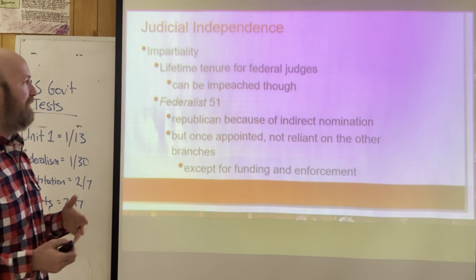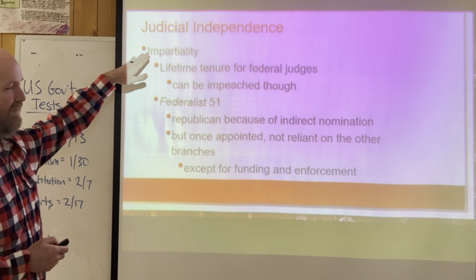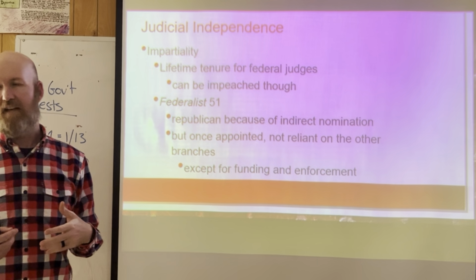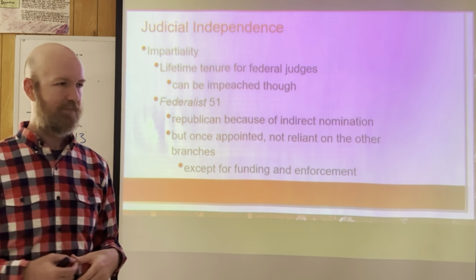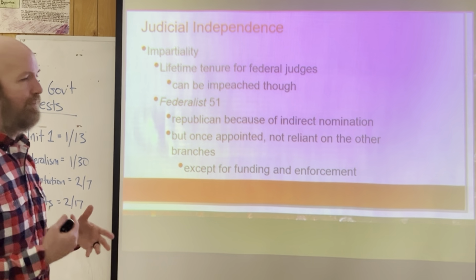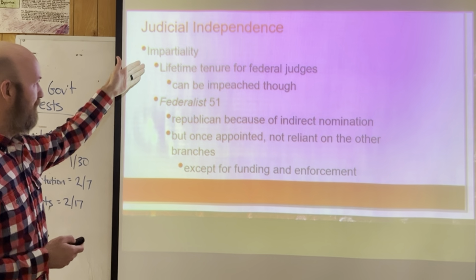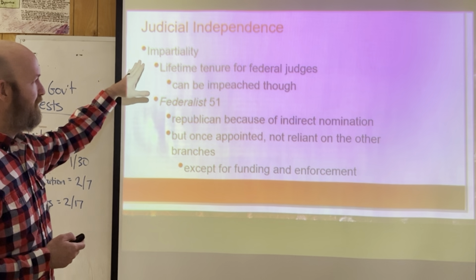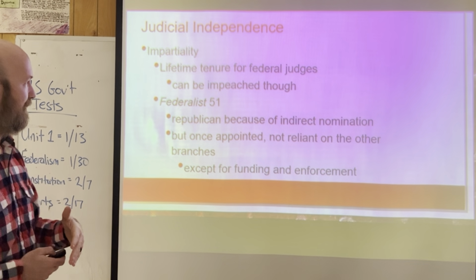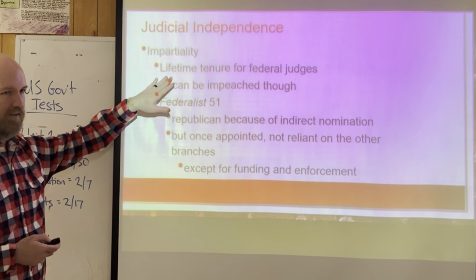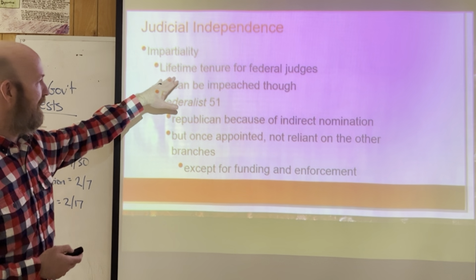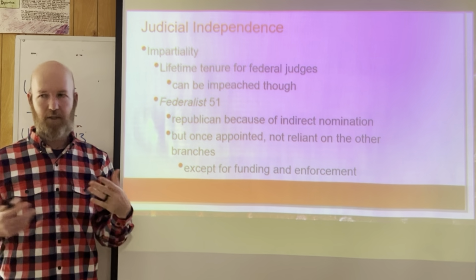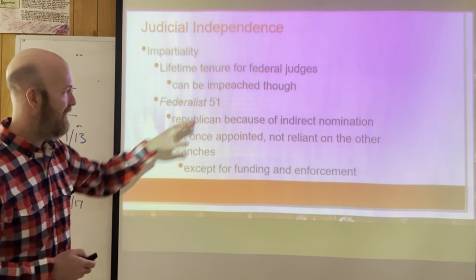Judicial independence, another important aspect. The courts need to be impartial. We want a court system, a legal system, that deals with facts and evidence, not emotion, not personal biases or anything like that. So Federalist 51, in talking about the separation of powers, says that each branch needs to be separate from the others. So one way that works with the federal judges is they get something called lifetime tenure. Tenure means that they cannot be fired unless they commit a crime or do something wrong like that, in which case they can be impeached.